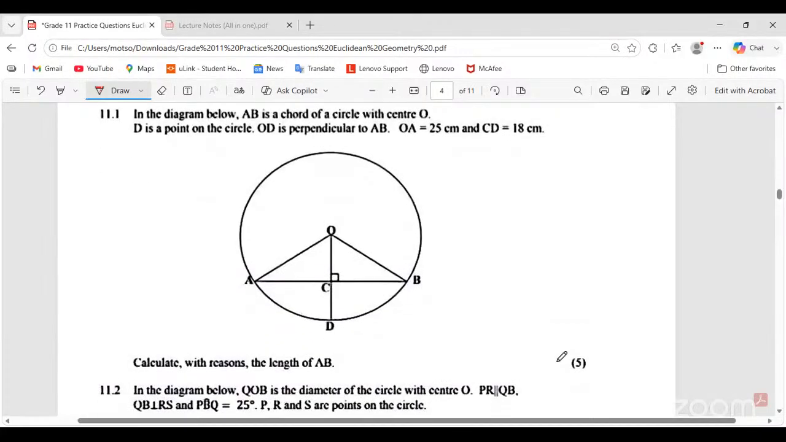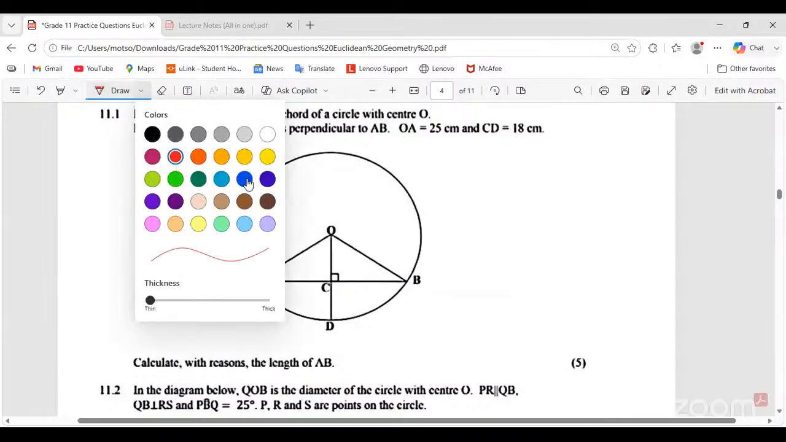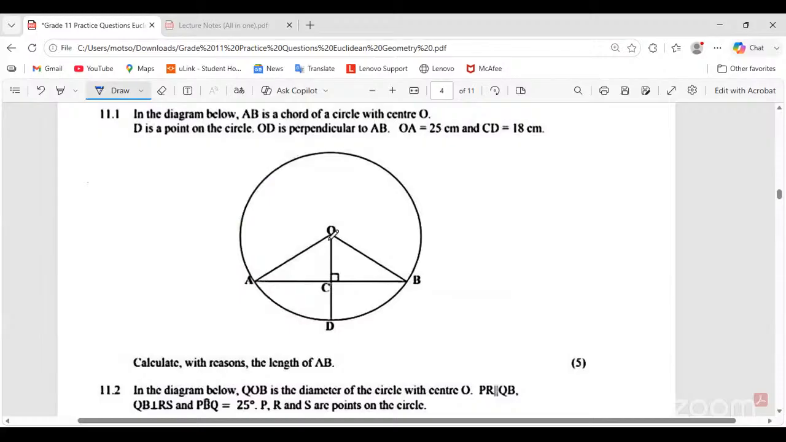They are saying to us, in the diagram below, AB is a chord of the circle with the center O. D is a point on the circle. OD is perpendicular to AB. Remember, AB was the chord, and OD from the center is perpendicular to this chord. By theorem 1, this line from the center that is perpendicular to the chord bisects the chord. Therefore, AC is equal to CB, right?